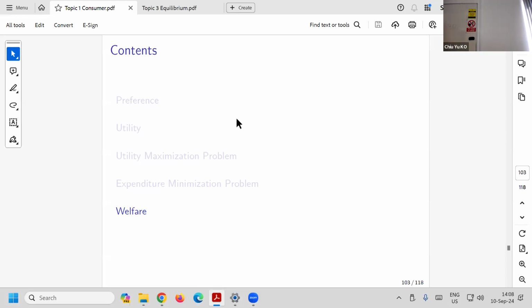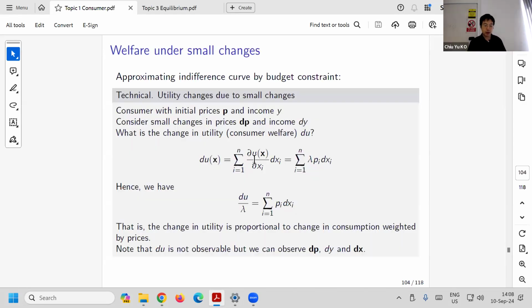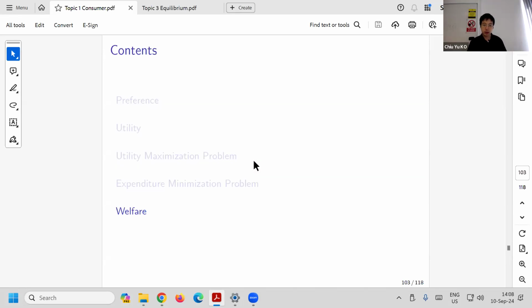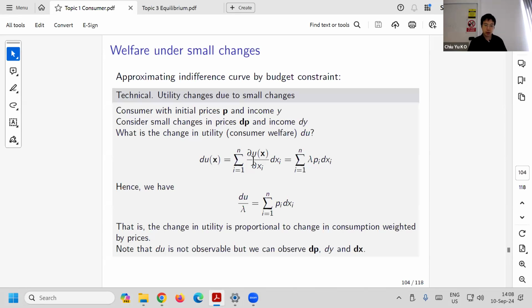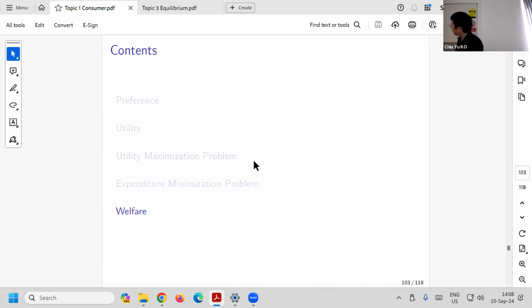So I want to very briefly talk about welfare. Okay, welfare. So the idea of welfare is why we care about welfare. And if you learned it as an undergraduate, you will see we care about consumer surplus, right? And consumer surplus is simply the area under the Marshallian demand. If you still recall, it's like this.